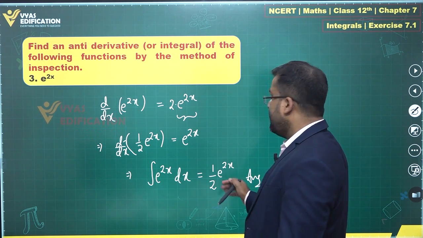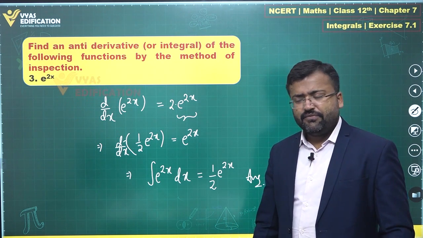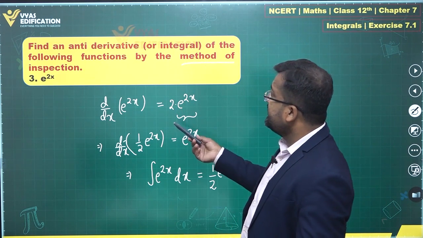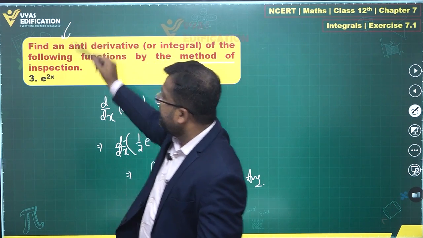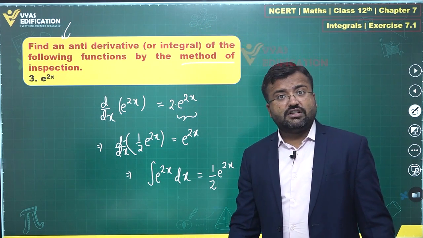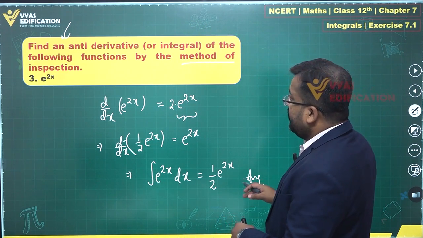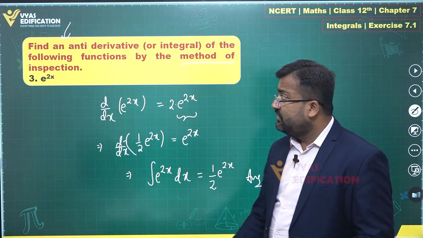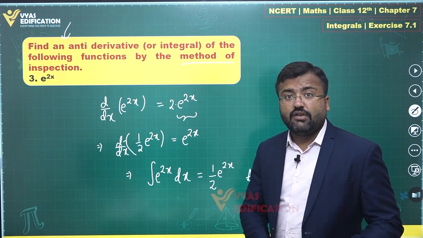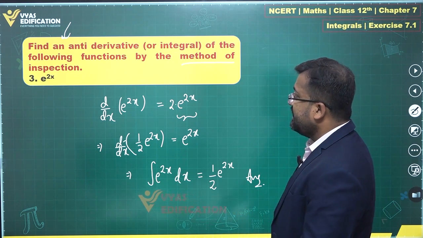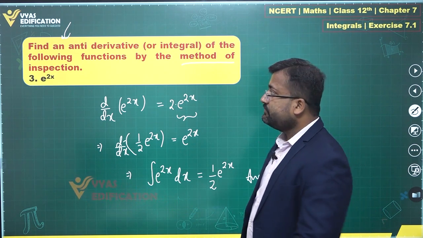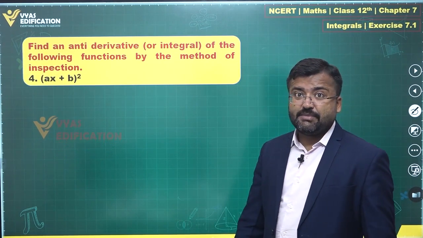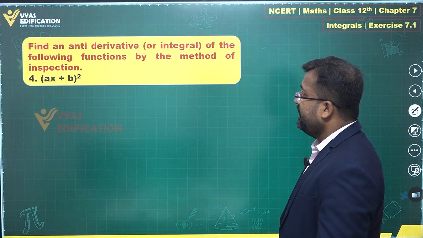This is one of the antiderivatives. I am not involving any constants of integration over here. The question has asked to find an antiderivative by the method of inspection, so there is no need for constants of integration. If you are already aware of the methods, then you could have solved this question directly, but by the method of inspection, this is the approach we follow, and that's the answer for this particular question.